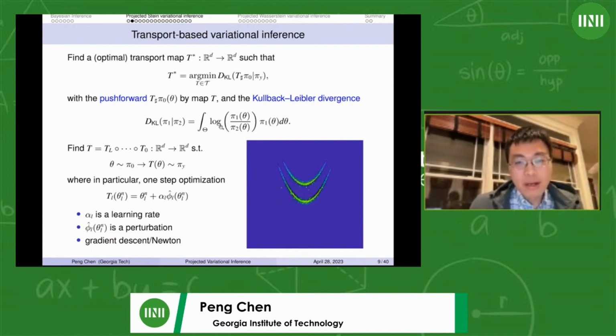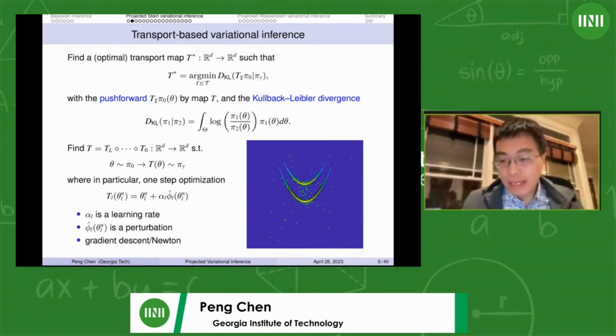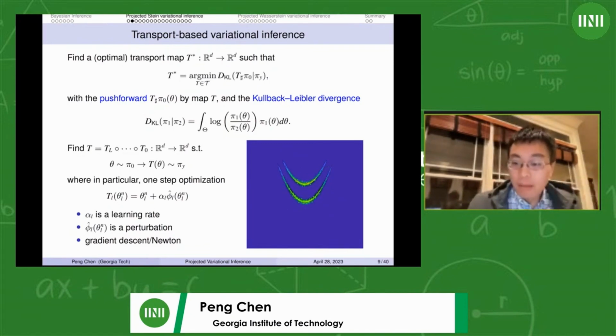So as you can imagine, you want to draw some samples from the prior distribution and push them by this transport map forward to the posterior distribution. When the posterior distribution gets quite complicated, the transport map could also become rather complex and nonlinear, and it is rather challenging to compute this transport map directly.